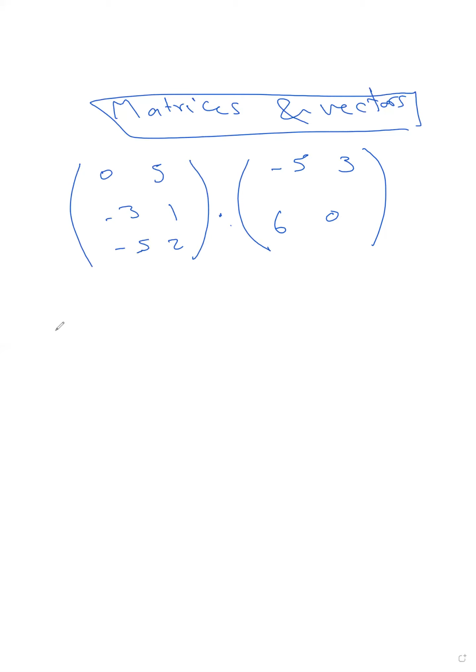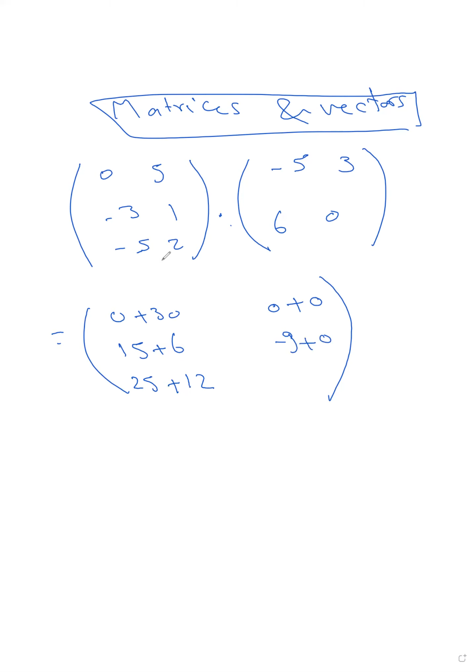طيب هنقول ايه؟ 0 times negative 5 يبقى 0 plus 5 times 6 30، and 0 times 3 0 plus 5 times 0 0، and the negative 3 times negative 5 is 15، وكمان 1 times 6 is 6، and the negative 3 times 3 negative 9 plus 0، and the negative 5 times negative 5 is 25، 2 times 6 is 12، and the negative 5 times 3 negative 15، 2 times 0 is 0.